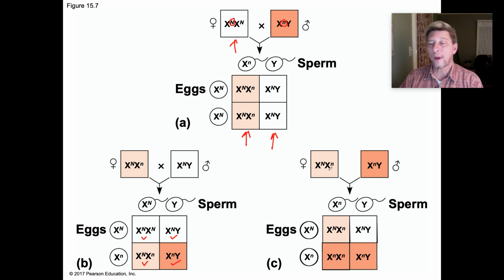Now, what if I was to mate a carrier with a recessive male, shown here? Well, in that case, here's the sperm, here's the eggs. The offspring produced here are, you've got 1 carrier female, 1 normal wild type male, 1 affected female, and 1 affected male.